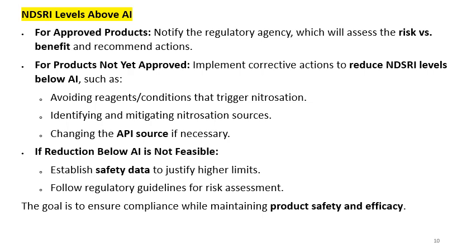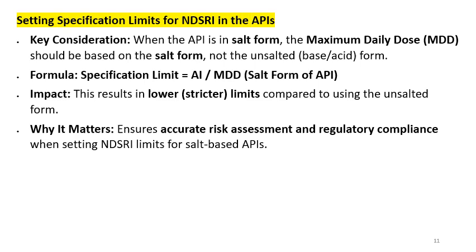And the actions will include avoiding reagents and conditions that trigger nitrosation, identifying and mitigating nitrosation sources, changing the API source if necessary. What will happen if you change the API source? Sometimes route of synthesis may be the reason for some nitrosamine or NDSRI formation. If reduction below AI is not feasible, then establish safety data to justify higher limits. Follow regulatory guidelines for risk assessment. The goal is to have the safe product.